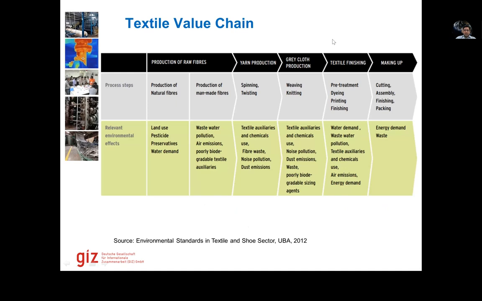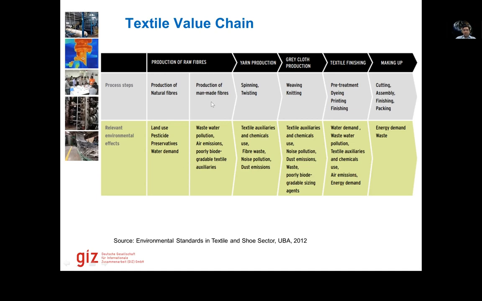This is the textile value chain, where the process steps start with production of fibers. Natural fibers are produced using land. So there are, for example, cotton crops, and then we have pesticides, preservatives, water demand, and obviously we need a lot of tractors there, and we need a lot of energy going in terms of diesel there as well.